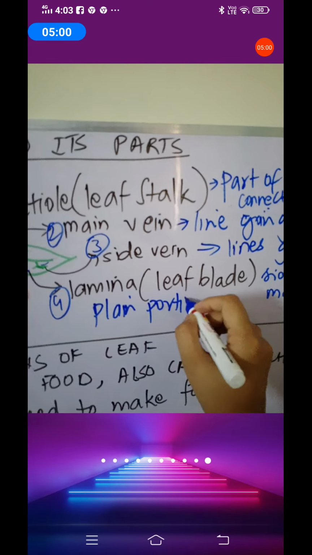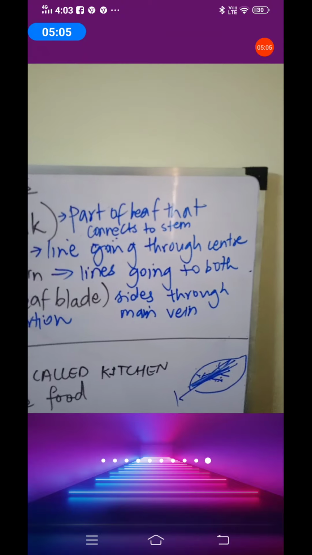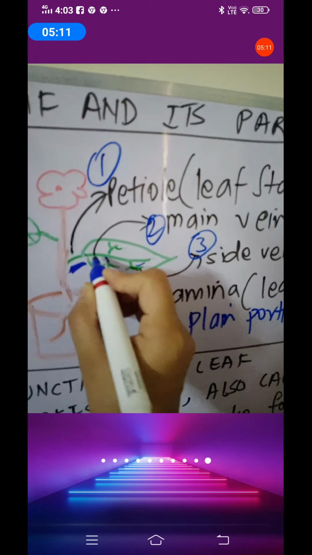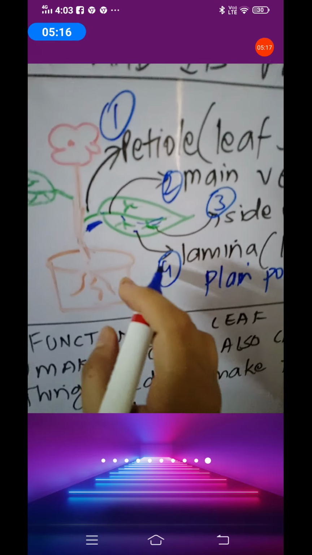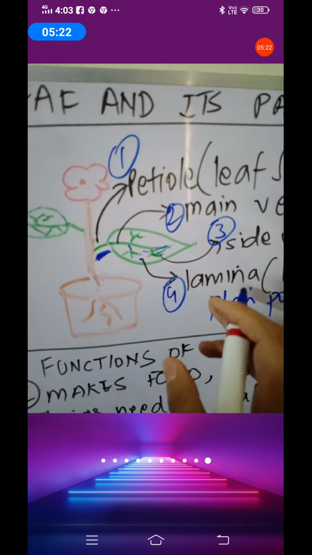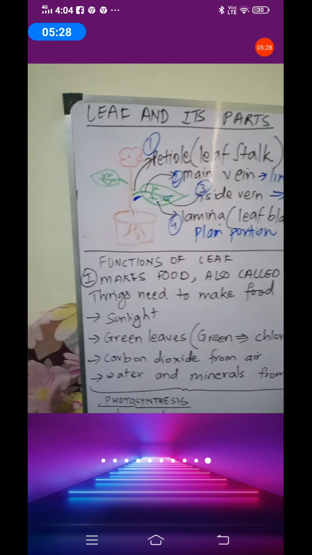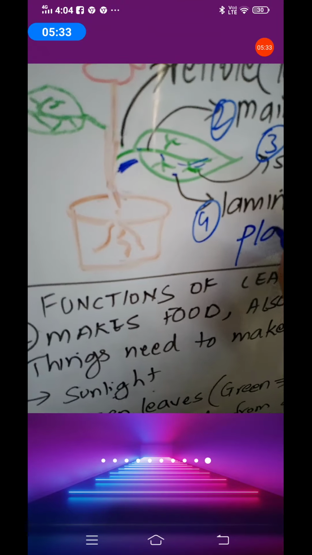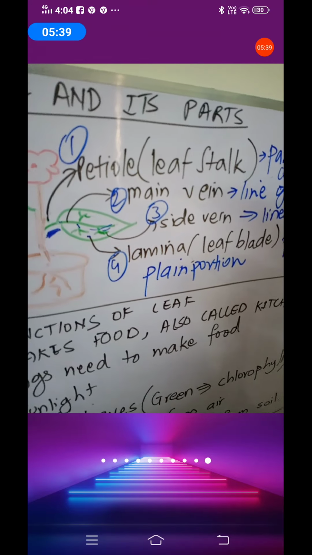Let me write. So what is petiole? Petiole is part of the leaf that connects to the stem. Main vein is the line going through the center, and side veins are the lines that are coming on both the sides from the center. Lamina is the blank or plain portion of the leaf. Petiole is also called the leaf stalk, and lamina is also called the leaf blade.